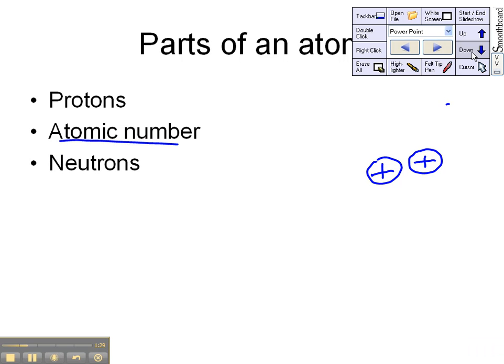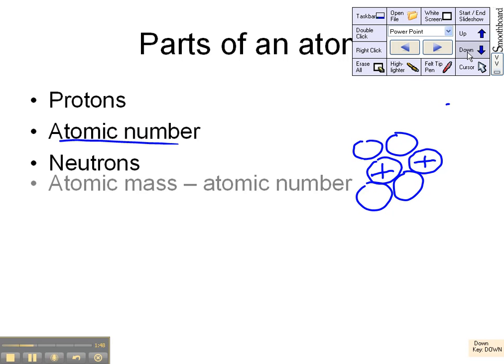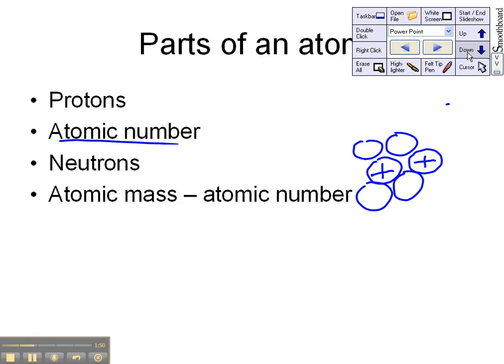Next thing we have is neutrons. Neutrons are also in the middle of the atom, and they're also fairly large particles. Now, they are neutrally charged, thus the name neutron. So how do we figure out how many neutrons we have in an atom such as beryllium? We'll use the same table. It's the atomic mass minus the atomic number.